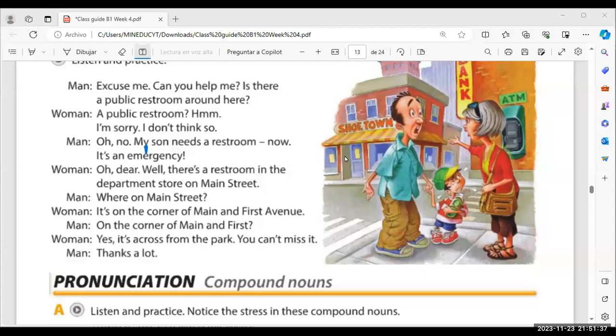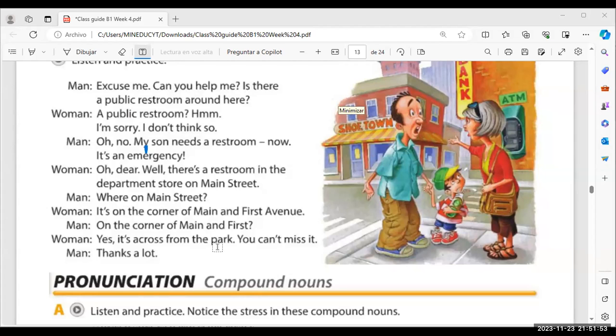Vaya. Inicia. Yo soy el hombre. Sí, el de la emergencia.